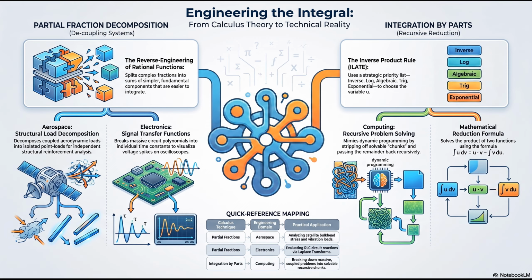Okay, so why does that specific order work? It works because logarithmic and inverse trig functions are really difficult to integrate, but they simplify beautifully when differentiated. Ah, I see. And conversely, exponential functions at the very end of the list are virtually immune to differentiation. They just repeat themselves. So you assign them to dv, where their repetitive nature is harmless.